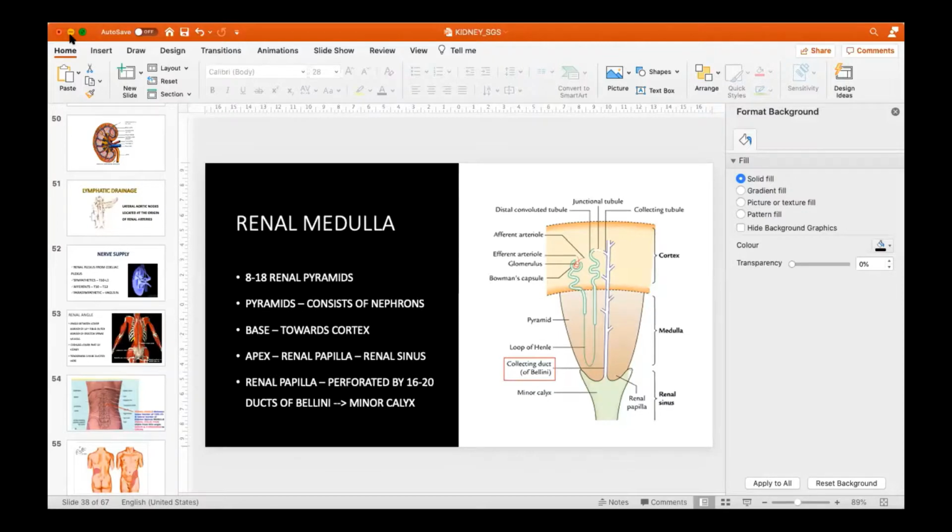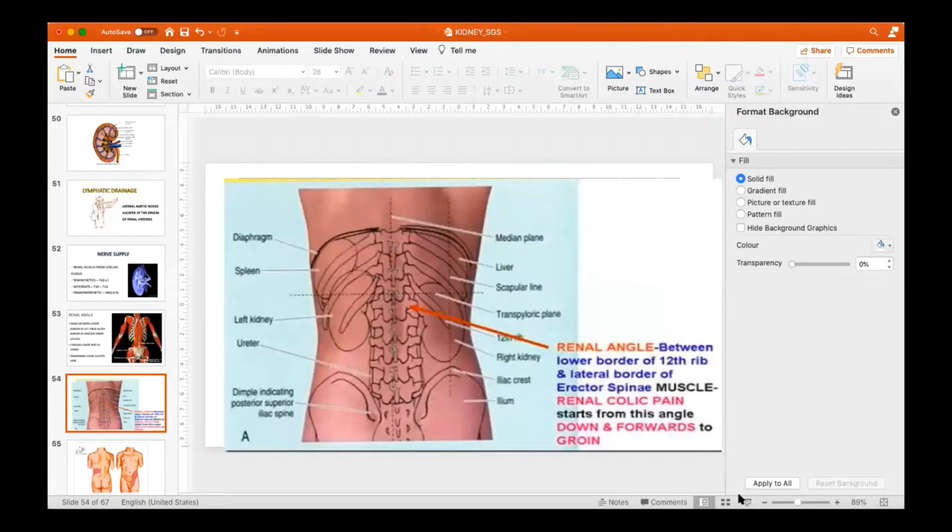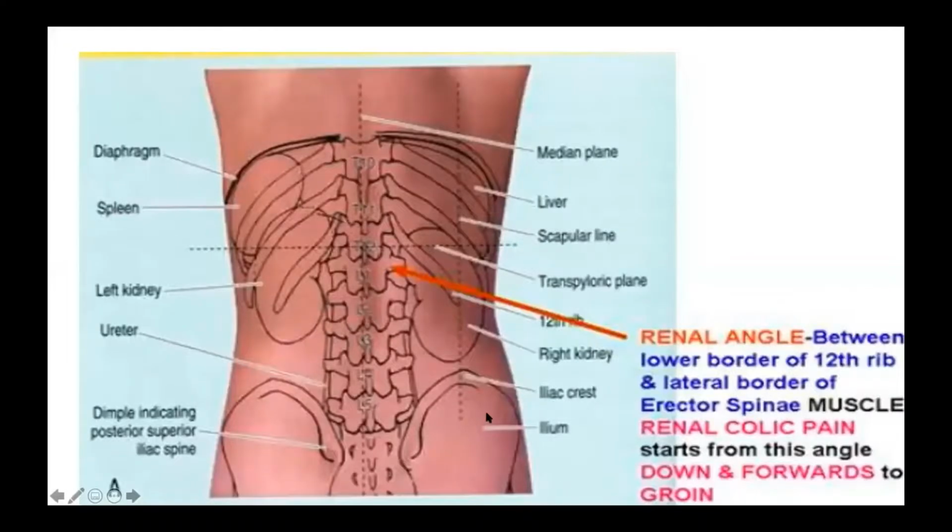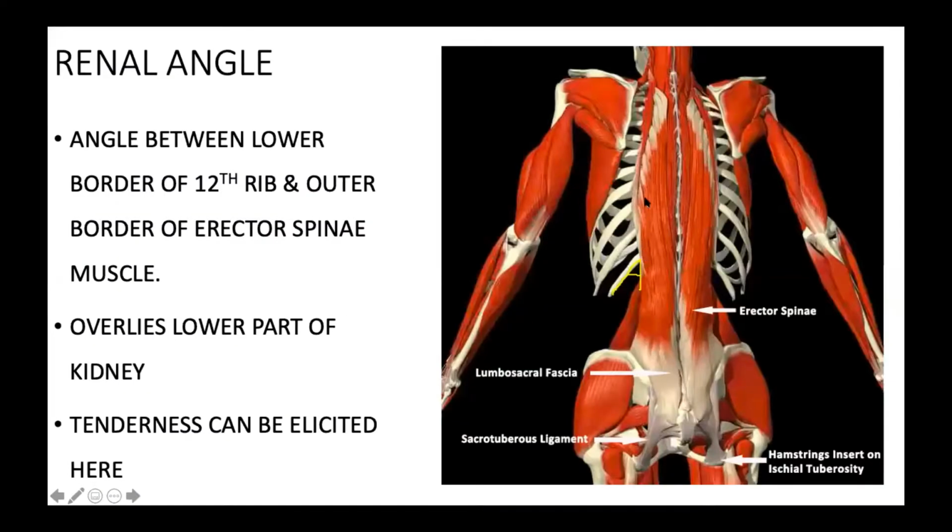Sir, can you explain the renal angle once more, sir? Renal angle, okay. So the renal angle picture is here. You can see. Renal angle is nothing but the angle between the lateral margin of the erector spinae muscle and the lower margin of the 12th rib. See, this is the erector spinae muscle, and it has a lateral border. So this angle between the 12th rib and the erector spinae, we call the renal angle.